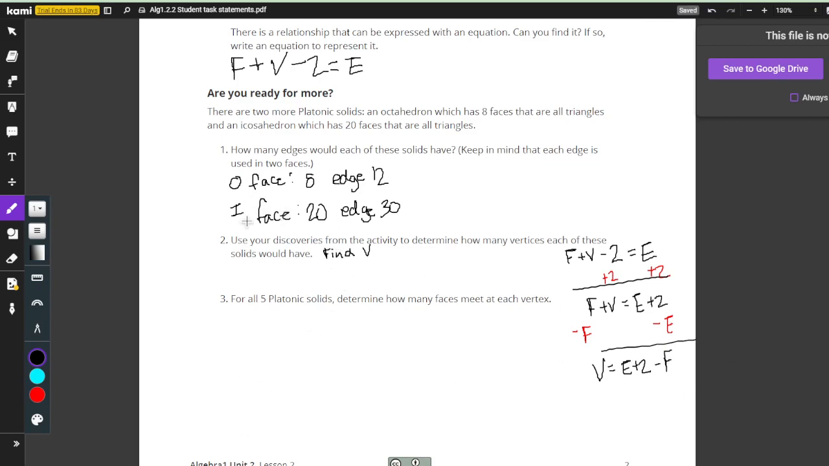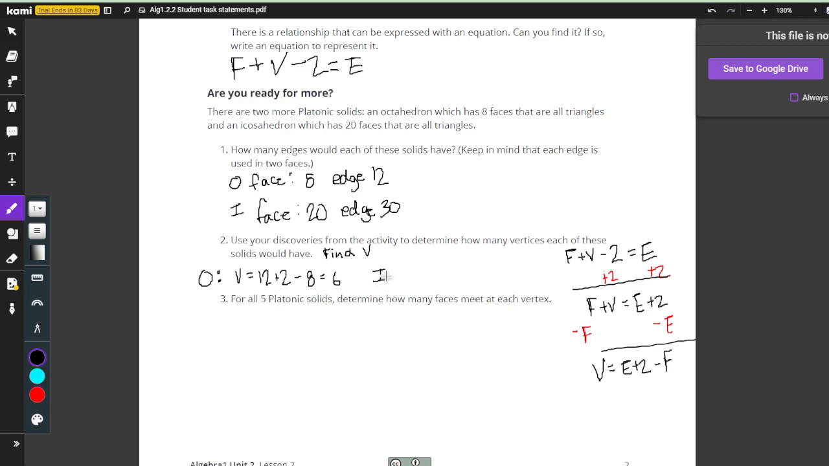So let's take a look at our examples. Our octahedron is going to be V is equal to number of edges, which is 12, plus 2 minus number of faces, which is 8. So that gives us an answer of, drum roll, 6 vertices. 14 minus 8 is 6.